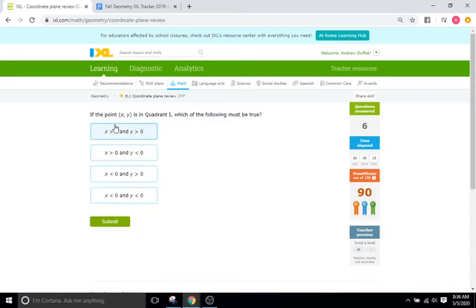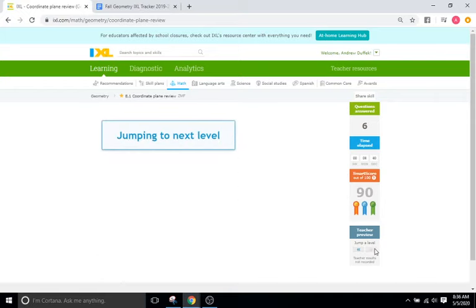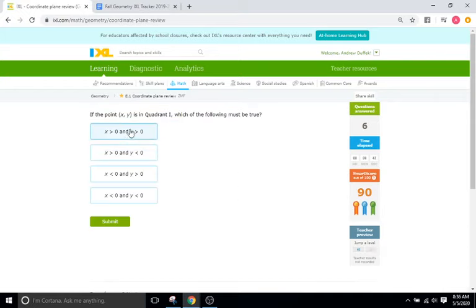So if the point x comma y is in quadrant 1, which of the following must be true? Well, if we go back here, in quadrant 1, the x is always going to be positive, and the y is also going to be positive, no matter where you go in quadrant 1. Okay, so x has to be greater than 0, and y has to be greater than 0. That is correct. Good.